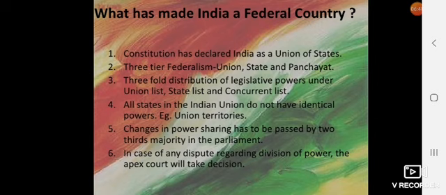Changes in power sharing have to be passed by a two-thirds majority of the parliament. And in case of any dispute regarding division of power between central and state, the apex court will take the final decision or settle the disputes. So because of all these reasons, we can say that India is a federal country.